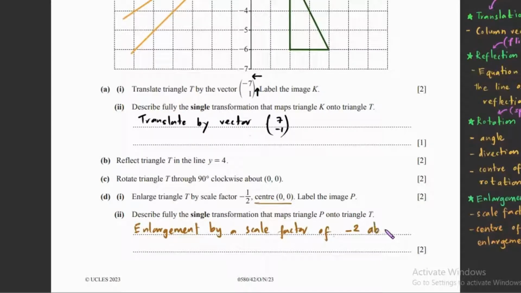And the center of enlargement should be mentioned. So the center of enlargement is the origin. So about the origin, and if we want, we can mark it as (0, 0), or just write it as origin. Let's move on to the next question.